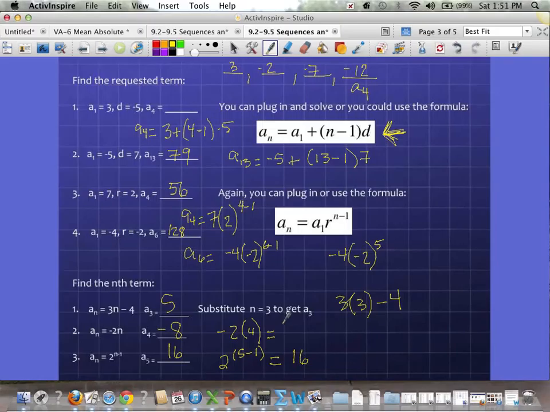Okay? Very, very simple. If they want you to find the nth term, you just plug in whichever number they give you into n. Very, very easy. All right?